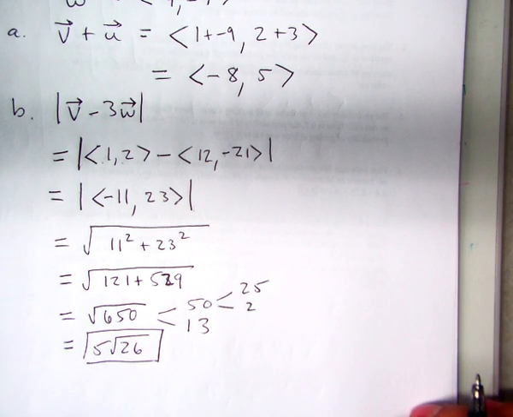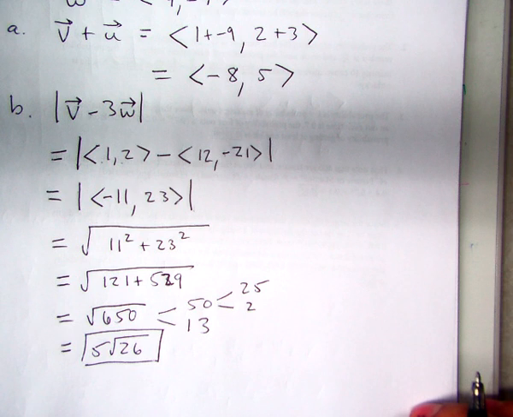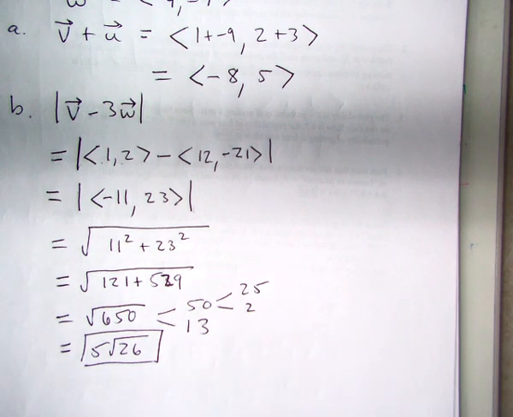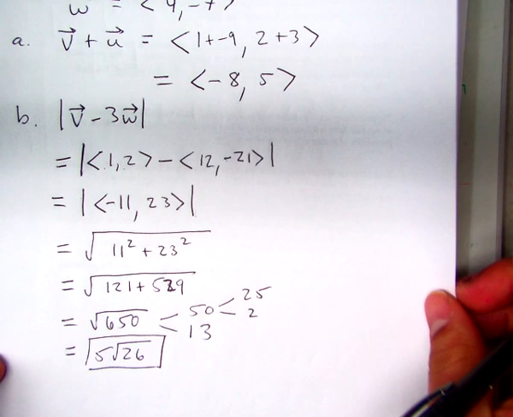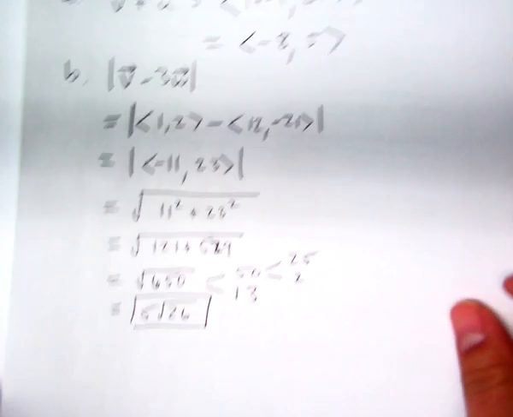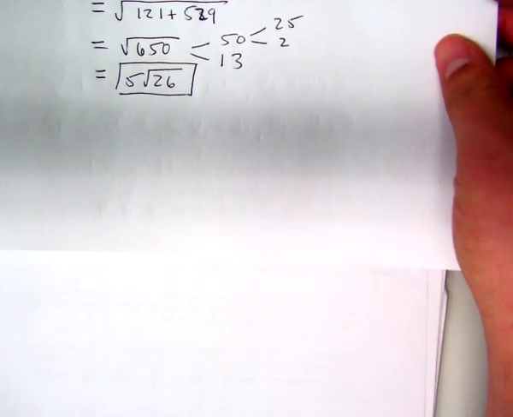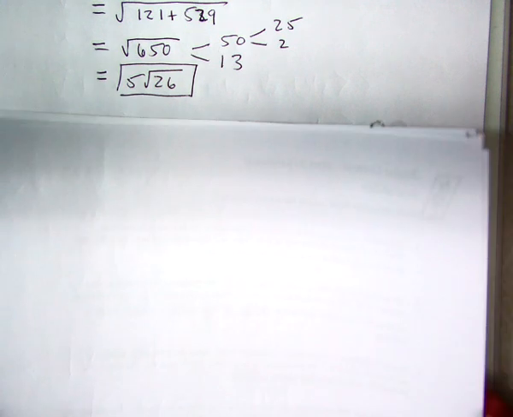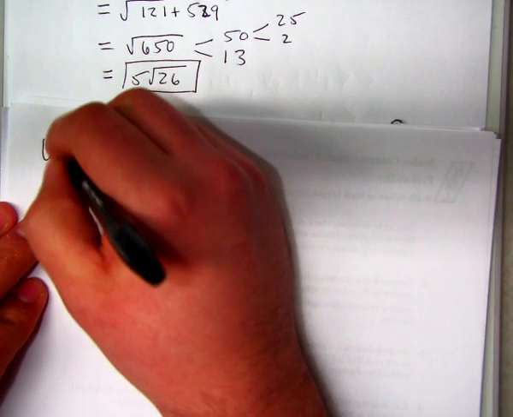Okay. All right. Got to keep going here. That's pretty much how you add, multiply, and subtract vectors, okay? Now, some other common uses and notations. Let's introduce what unit vectors look like.